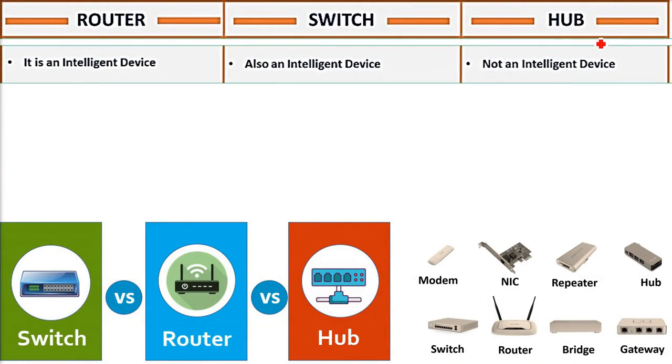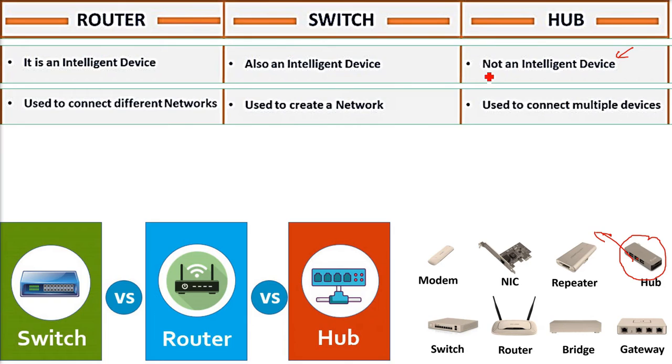Hub is a low level device, a physical layer device, not an intelligent device. It doesn't know anything, doesn't care, doesn't see the message or bits or frame, whichever name you can call it. Whatever comes, it just broadcasts. Switch is an intelligent device. Router is also an intelligent device. Switch has to deal with MAC. Router has to deal with the IP addresses.